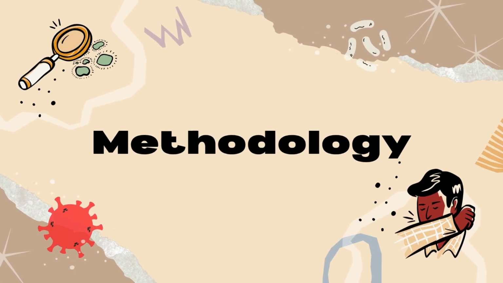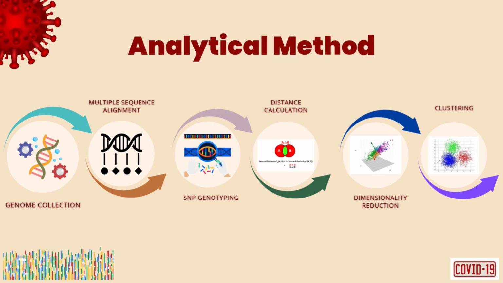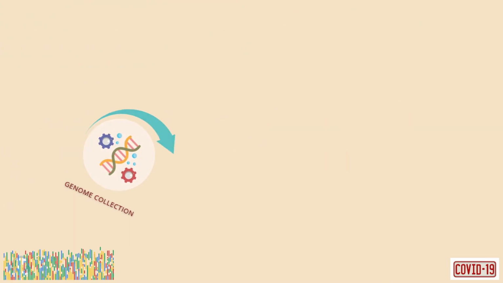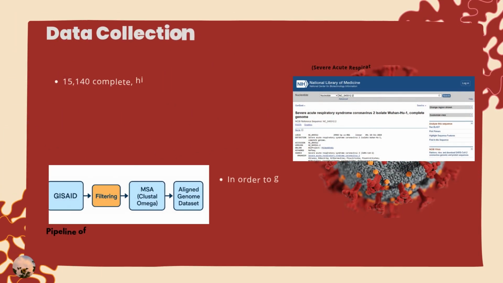Next, we'll go in depth into the methodology used in this research. As we can see, this is the analytical methods used for this research, starting from the genome collection until lastly clustering. We'll go through each of these methods together. We will move to the data collection and sequence alignment.